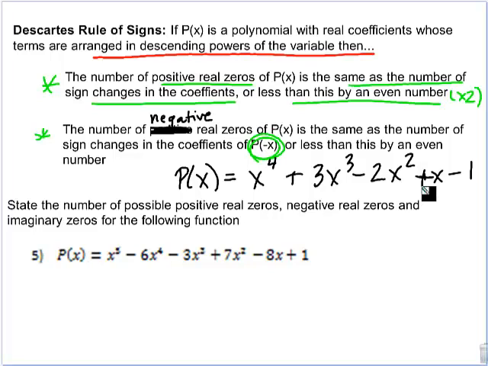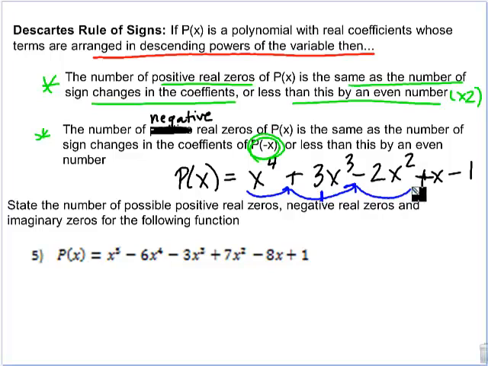So if we want to find out how many positive real zeros we have, we want to count how many times our sign changes. So we start off at the left. This is currently a positive number, right? And it stays positive. So did it change there? No. Okay. Now it's positive and it changes to a negative. So there it changed once. So that's 1 time.